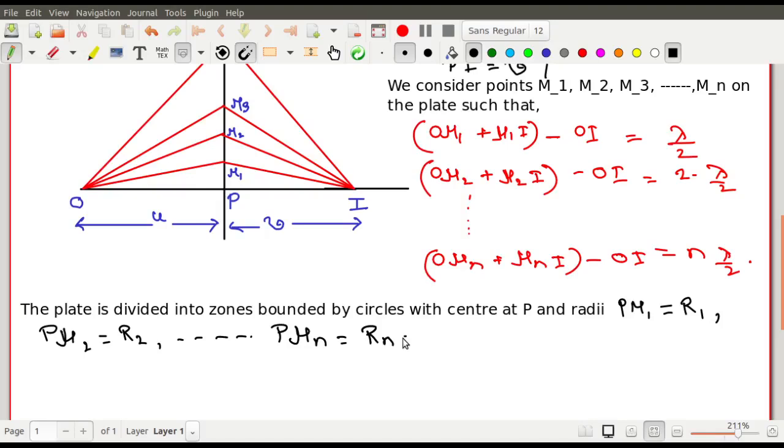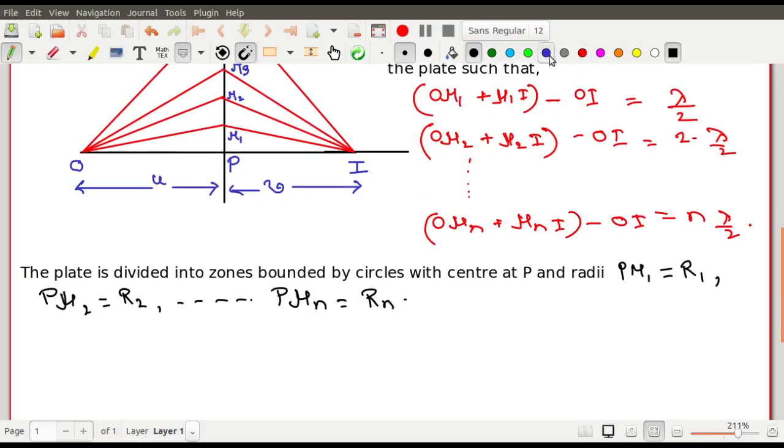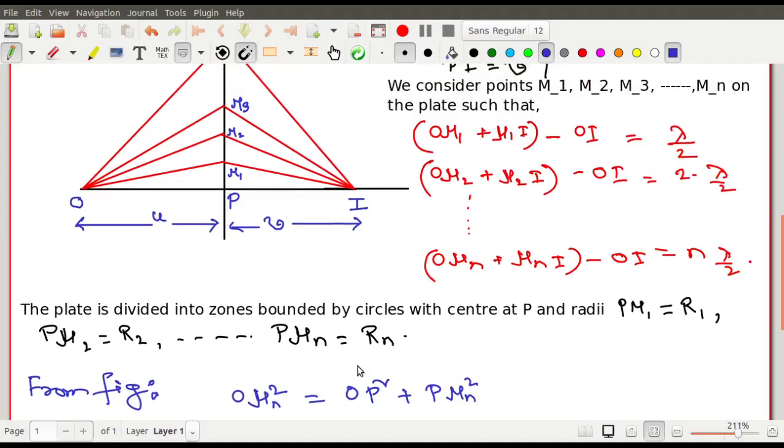This is my Rn. Fine. Now what happens from the figure? So look at the figure. From the figure, you may conclude that OMN square, in general, is equal to, by Pythagoras theorem, OP square plus PMN square. Just have a look at the diagram.